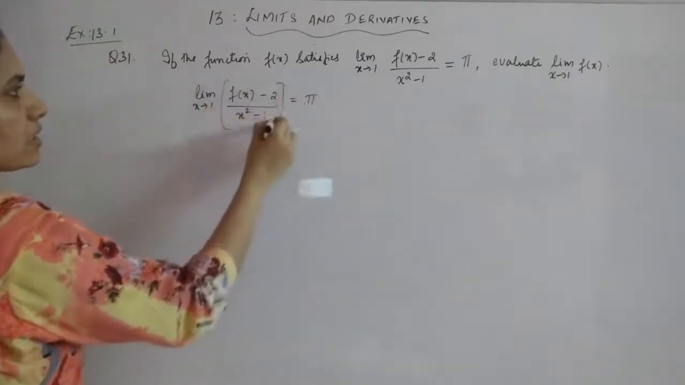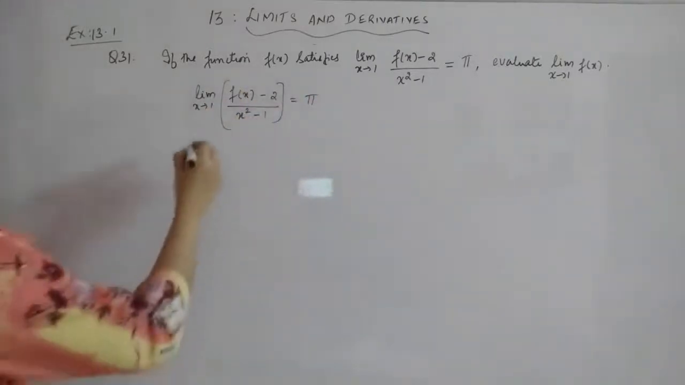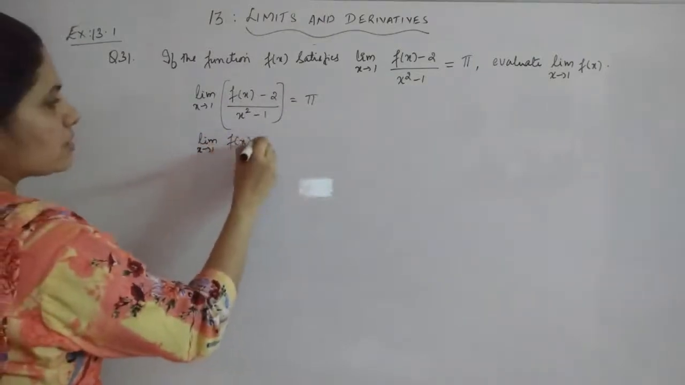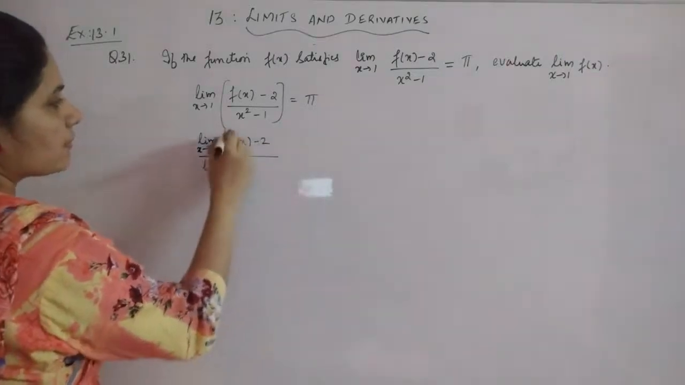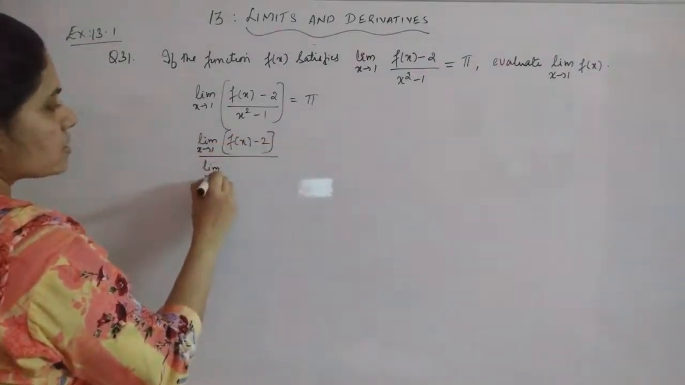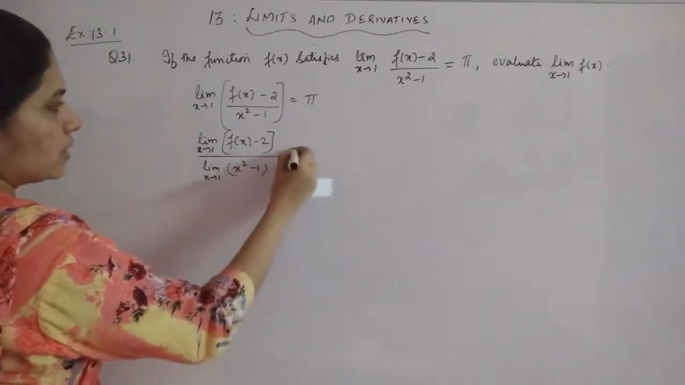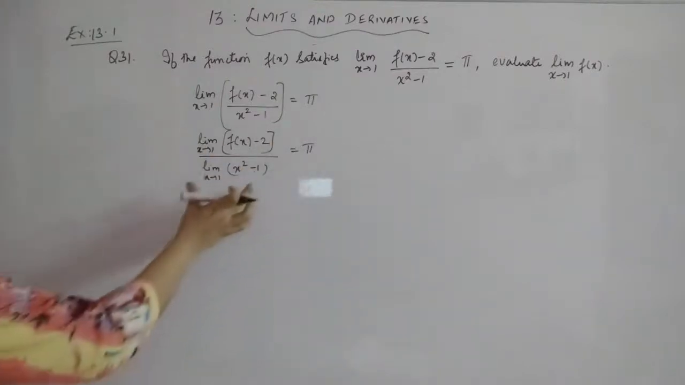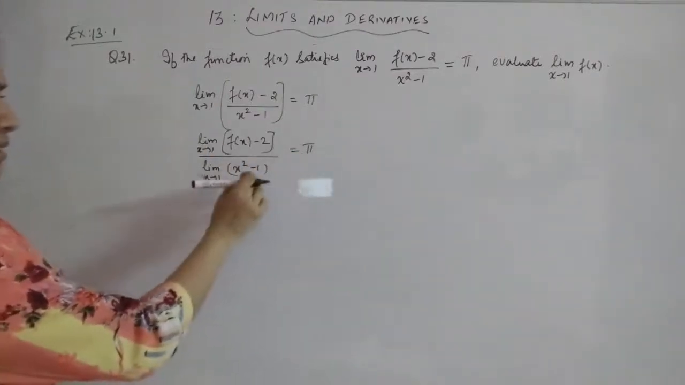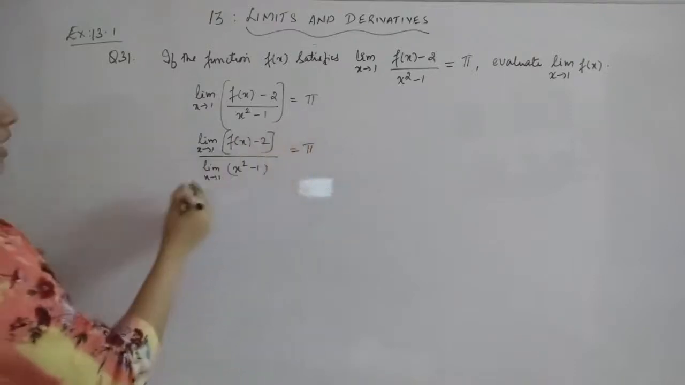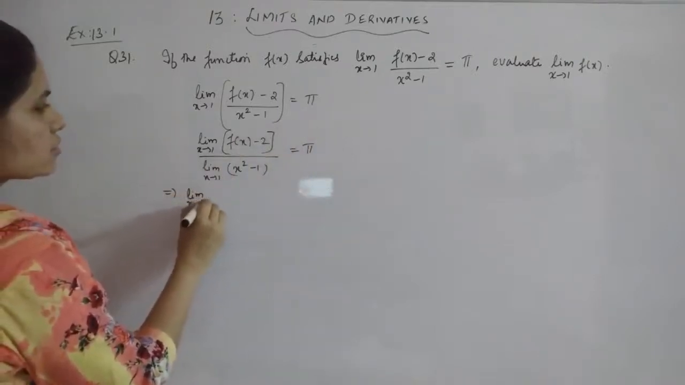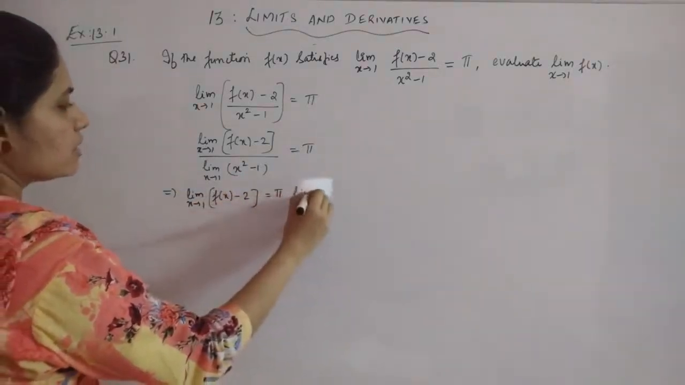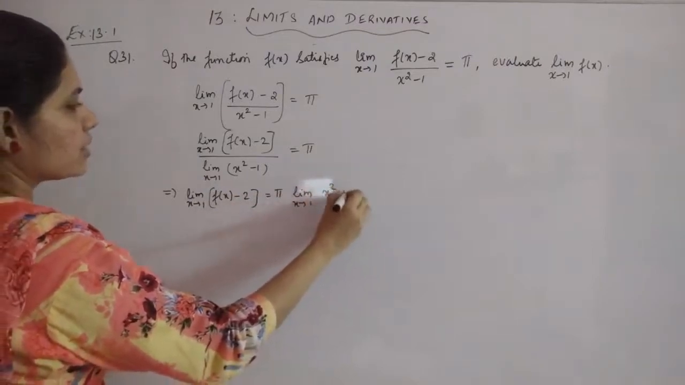So again we know that the limit of a quotient is equal to the quotient of the limits, so we can just separate the limit, giving it to the numerator as well as the denominator separately, divided by limit x tends to 1 x square minus 1. And now we are taking this denominator to the other side, because if we apply the limit here this will become 0. So we are just taking this to the other side, that is limit x tends to 1 f of x minus 2 is equal to pi into limit x tends to 1 x square minus 1.